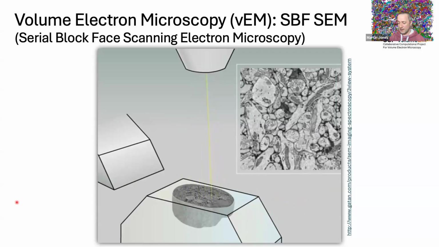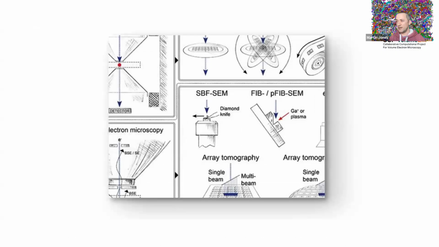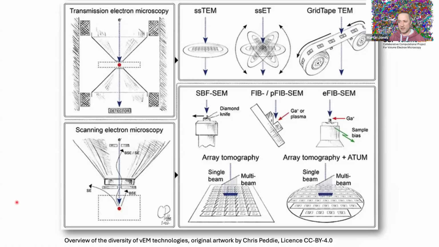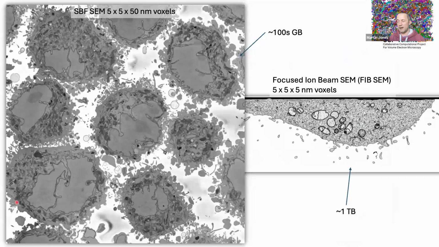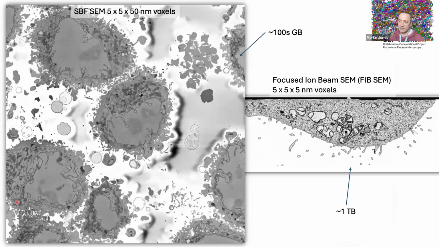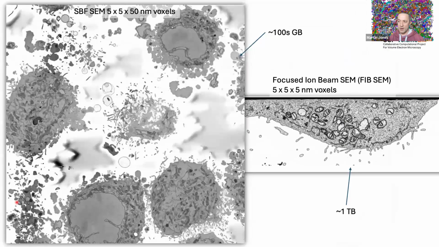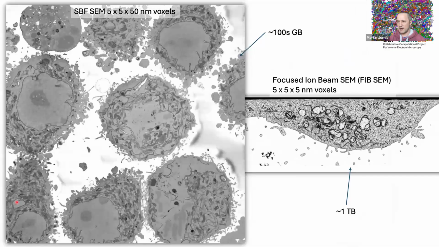And this is one of many types of volume EM imaging methods. So there's all kinds based on transmission and scanning EM methods using block face imaging or using imaging in array tomography. But they all have similar challenges in terms of the type of data that we need to deal with. Here's two example data sets. So on the left is serial block face scanning EM data scrolling 50 nanometers per slice through a pellet of about, I think, 10 HeLa cells.